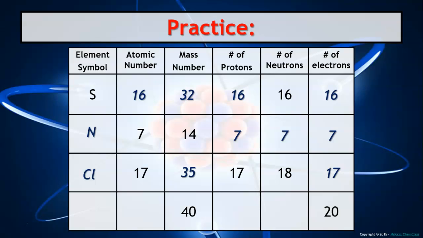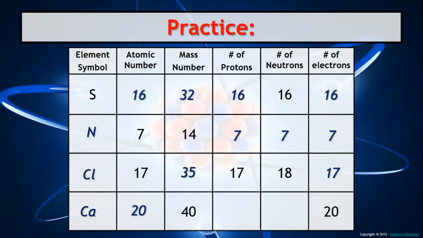All right, last one, here we go. We have a mass number of 40. We have a number of electrons of 20. Well, if we know the number of electrons is 20, and we know that this is a neutral atom, so the electrons and the protons are going to be the same, then we know the protons are going to be 20. And if the protons are 20, then the atomic number is 20. And if the atomic number is 20, we look on the periodic table, we'll see that that is calcium, Ca.